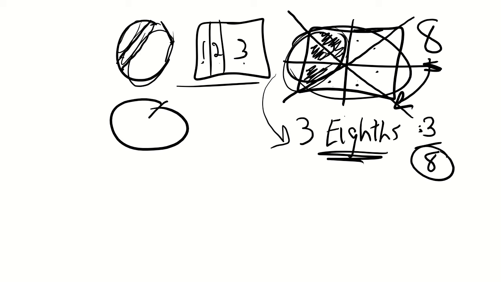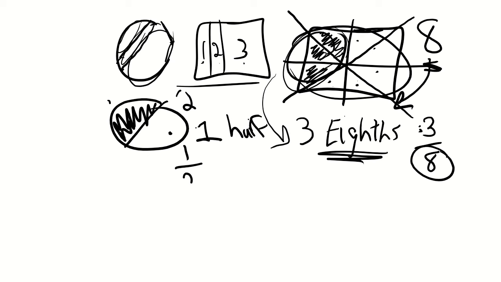Or if I did this, two pieces in total, 1, 2, one of them shaded, so we write 1. Since it's two pieces, it's linked to halves, and that'd be written as 1/2. Little overview of what we did.